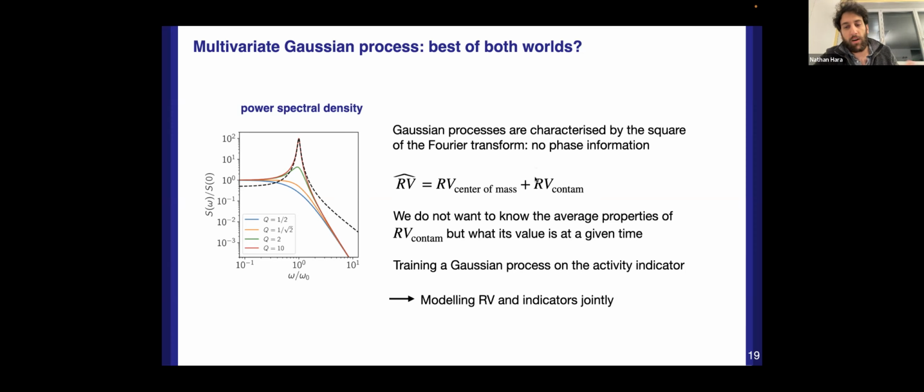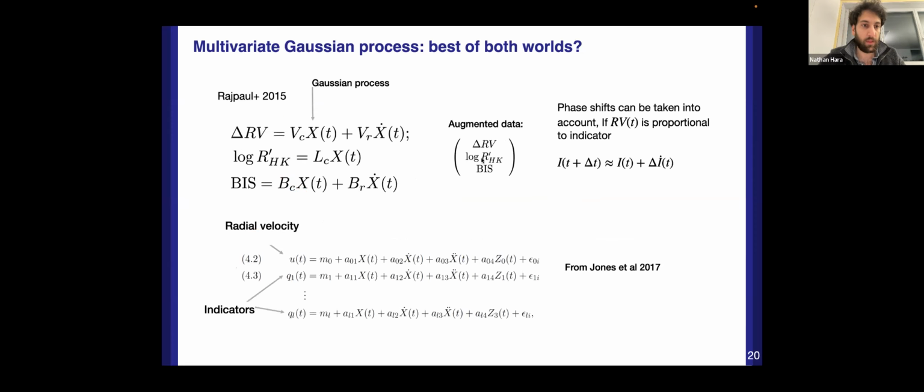So let's model RV and indicators jointly. The first model to do so was proposed by Rajpaul 2015. So you have the RV, which is a linear combination of the Gaussian process and its derivative. And then you build also a Gaussian likelihood, just like before, but now instead of having just the RV as the data, you augment your data. You take the RV, then you concatenate with the vector of log R prime HK and bisector, and then you have a covariance on this augmented data.